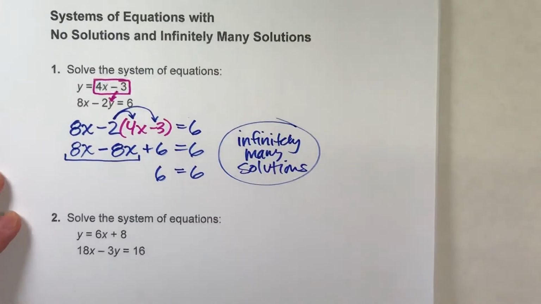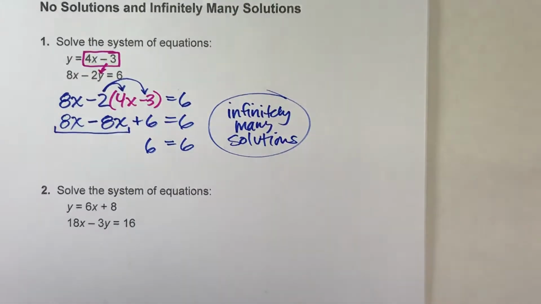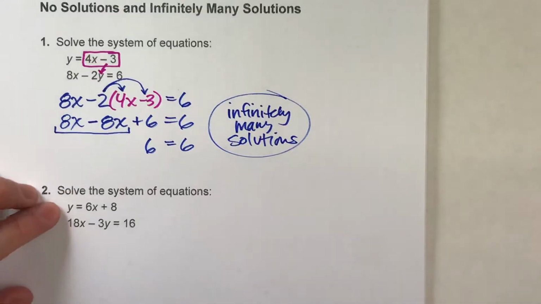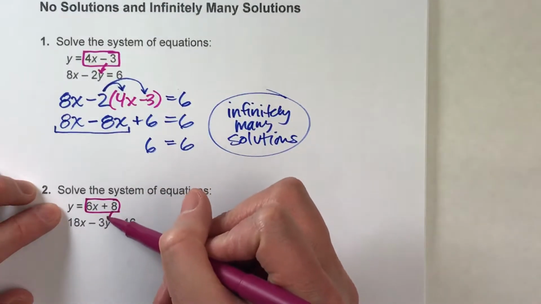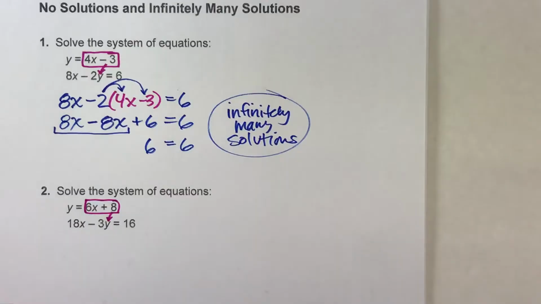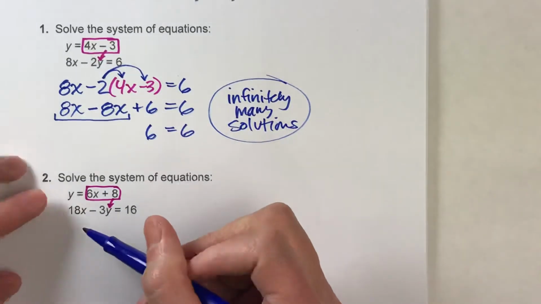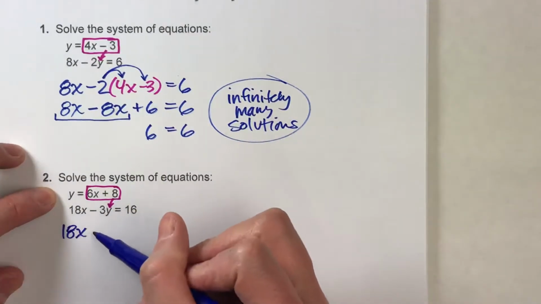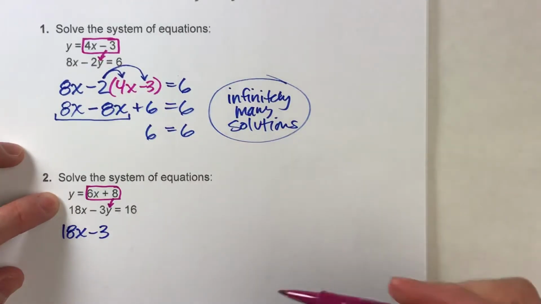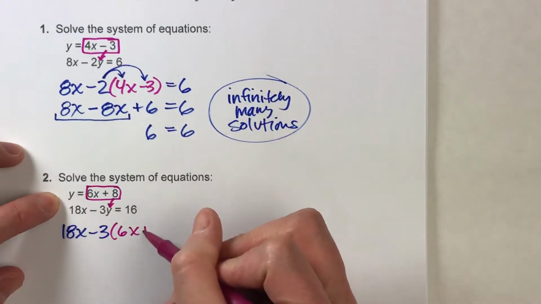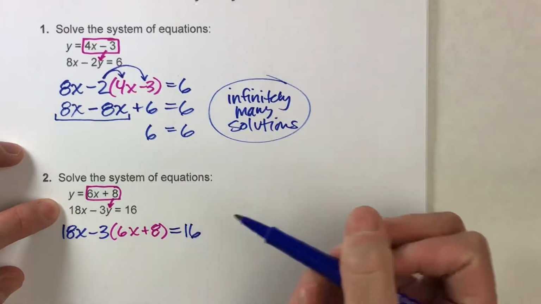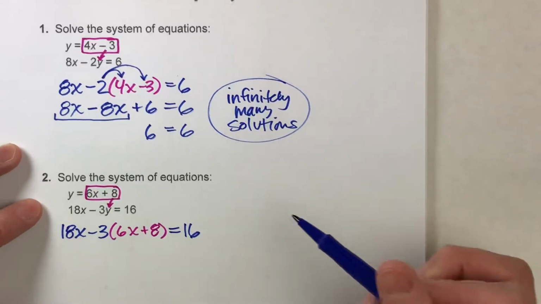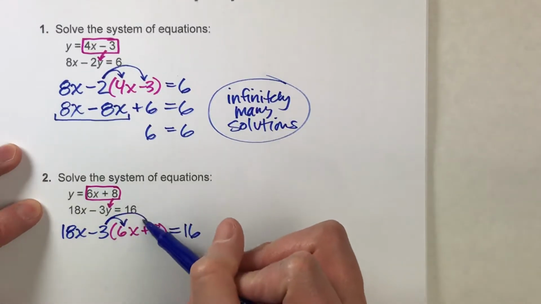All right, let's look at the second example now. So we've got y equals 6x plus 8 and 18x minus 3y equals 16. So again, I'm going to take all the stuff that y is equal to and substitute it in for the y in the second equation. And I'm going to get 18x minus 3 times, instead of y, all the stuff that y is equal to, equals 16.